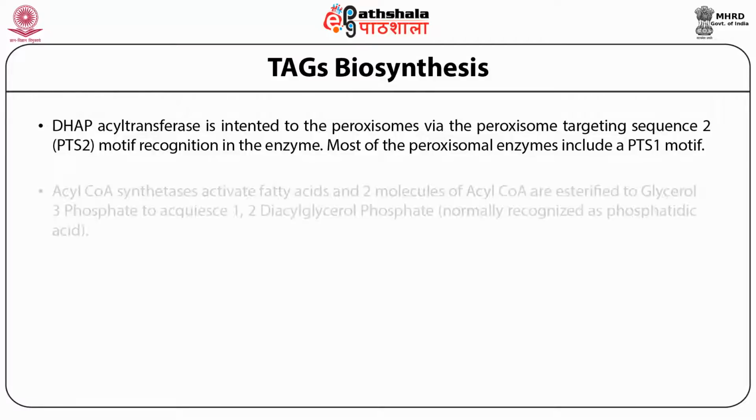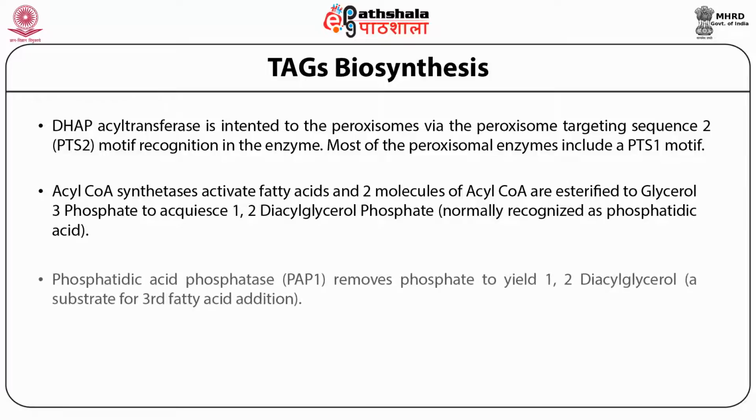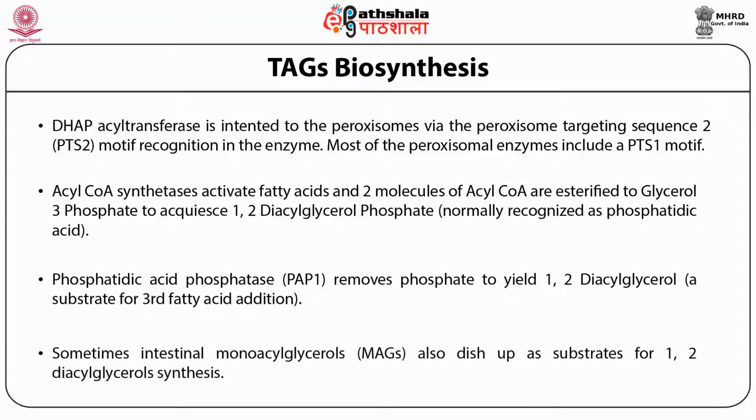In the next step, acyl-CoA synthetase activates fatty acids and 2 molecules of acyl-CoA are esterified to glycerol 3-phosphate to yield 1,2-diacylglycerol phosphate, normally recognized as phosphatidic acid. Phosphatidic acid phosphatase removes phosphate to yield 1,2-diacylglycerol, which is a substrate for third fatty acid addition. Sometimes intestinal monoacylglycerols also serve as substrate for 1,2-diacylglycerol synthesis.